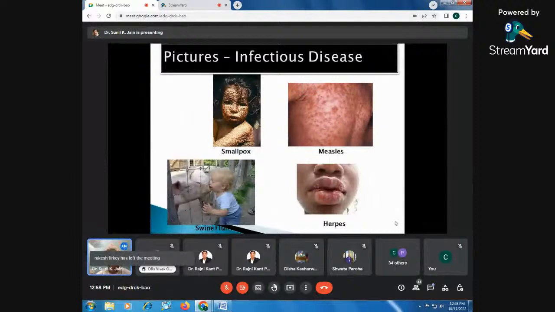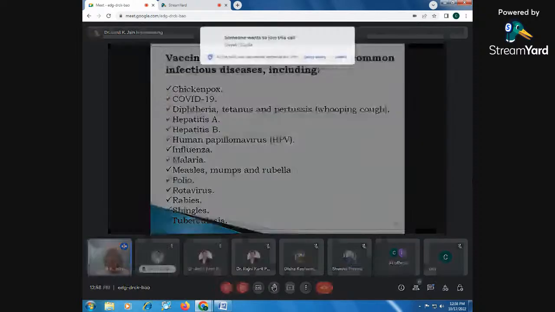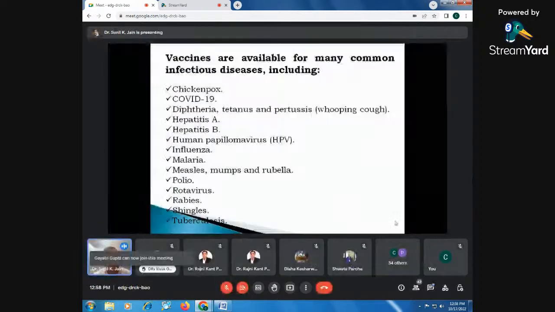These are some pictures of infectious diseases: smallpox, measles, swine flu, herpes. Most vaccines are available for infectious diseases, and research is going on to develop vaccines for many more diseases coming in future, like chickenpox, tetanus, hepatitis A, hepatitis B, human papillomavirus, influenza, malaria, and others.